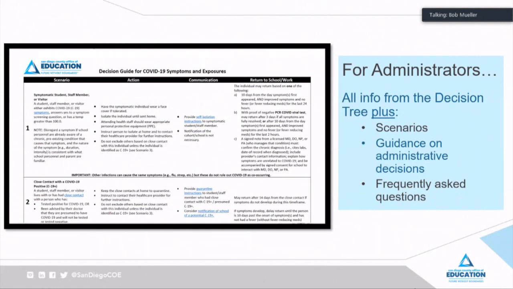It includes everything that's in the decision tree, but it also presents that information using scenarios. It gives guidance on administrative actions and decisions that need to happen. And then it's followed up with some frequently asked questions that will probably be helpful for you.